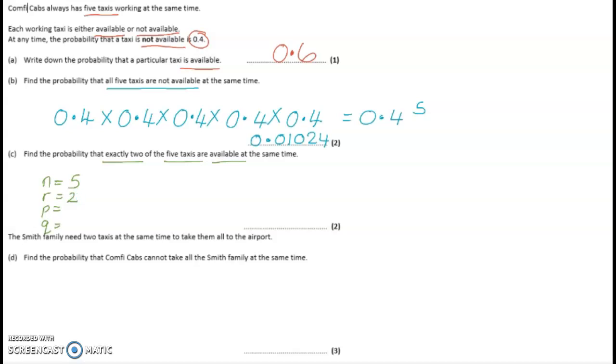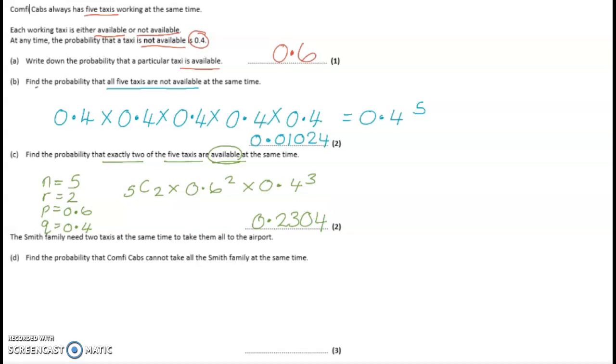P is the probability of success. We want taxis which are available, and the probability of one being available is 0.6. And therefore, the probability of it being not available is 0.4. I then put all of those numbers into my nCr formula. 5 choose 2, times 0.6 to the 2, times 0.4 to the 3. This is our binomial formula that we have been using. Putting those numbers into my calculator, I can see that my probability is 0.2304.